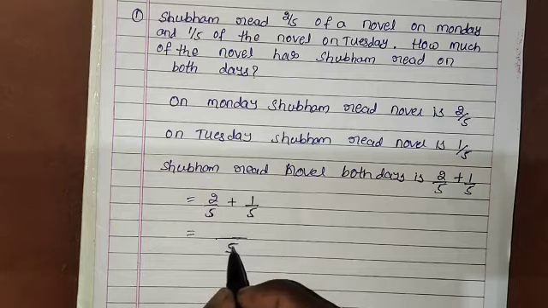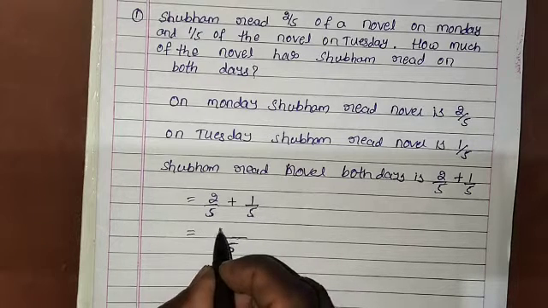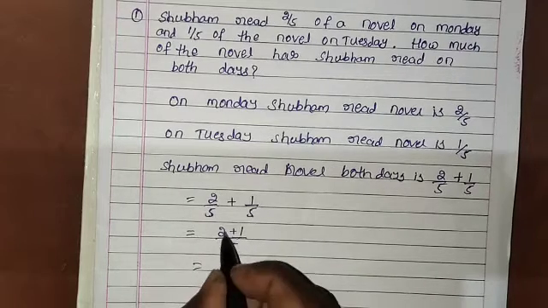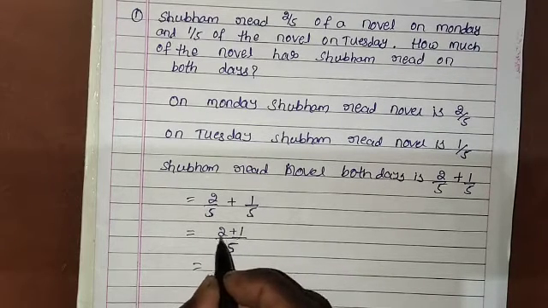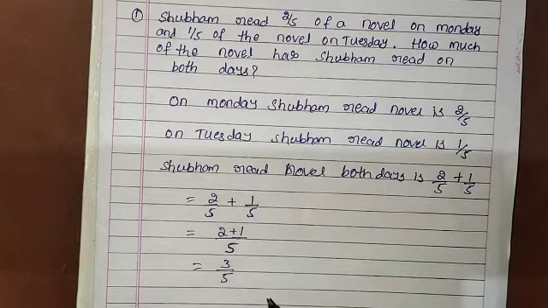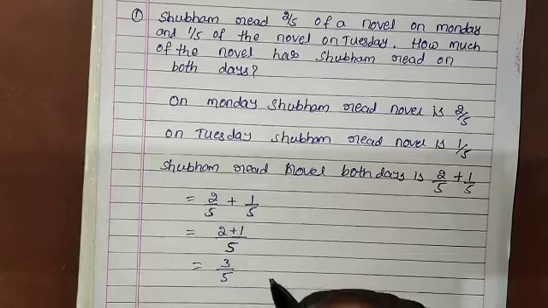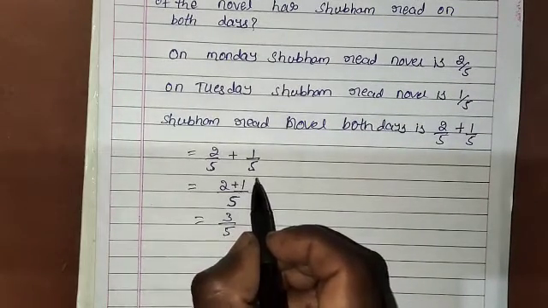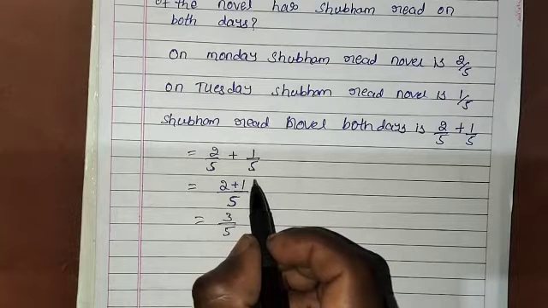So now we have to add the numerators, that is 2 plus 1. 2 plus 1 is 3, so 3 by 5 of the novel he read on both days. Thus we add two like fractions. If like fractions have the same denominator, the denominator itself is the LCM.